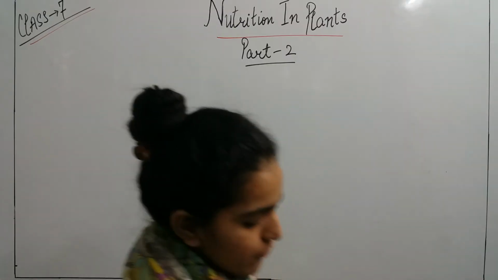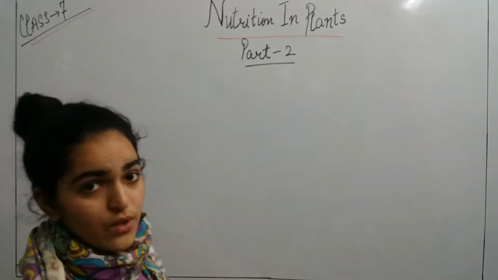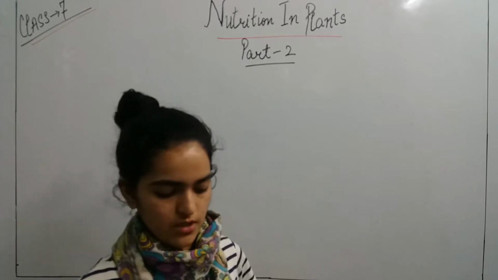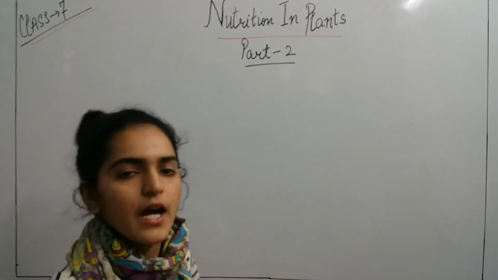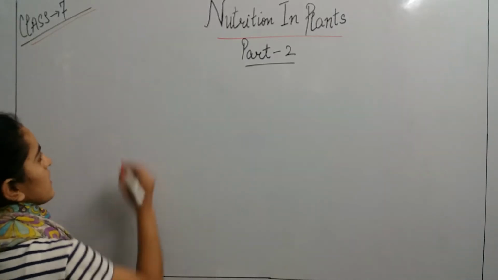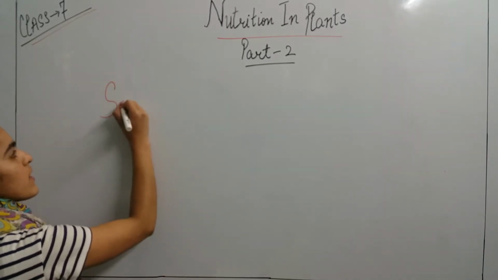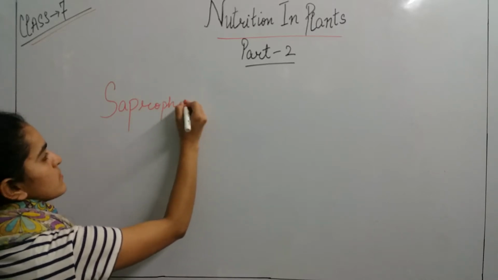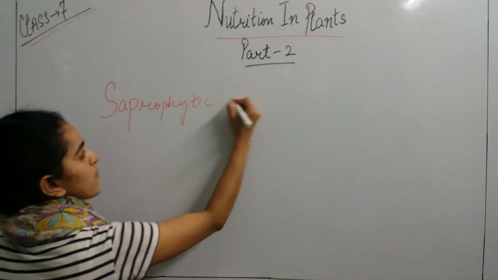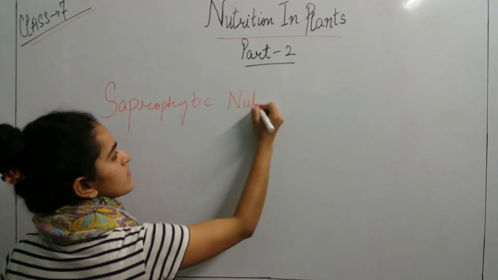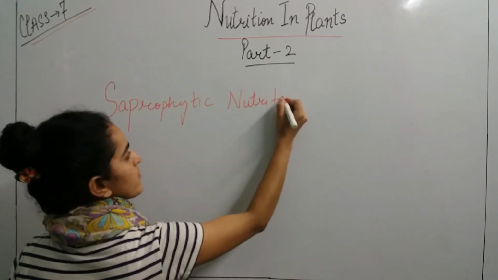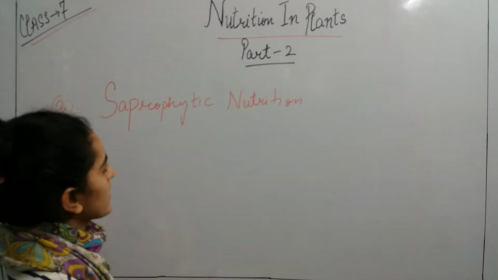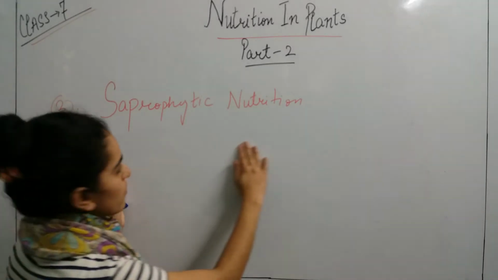Now the next topic, we will study the third kind of nutrition. We have studied autotrophic nutrition and heterotrophic nutrition. Now we will study the third kind of nutrition, that is saprophytic nutrition. Okay, this is the third kind of nutrition we have not studied yet, saprophytic nutrition.